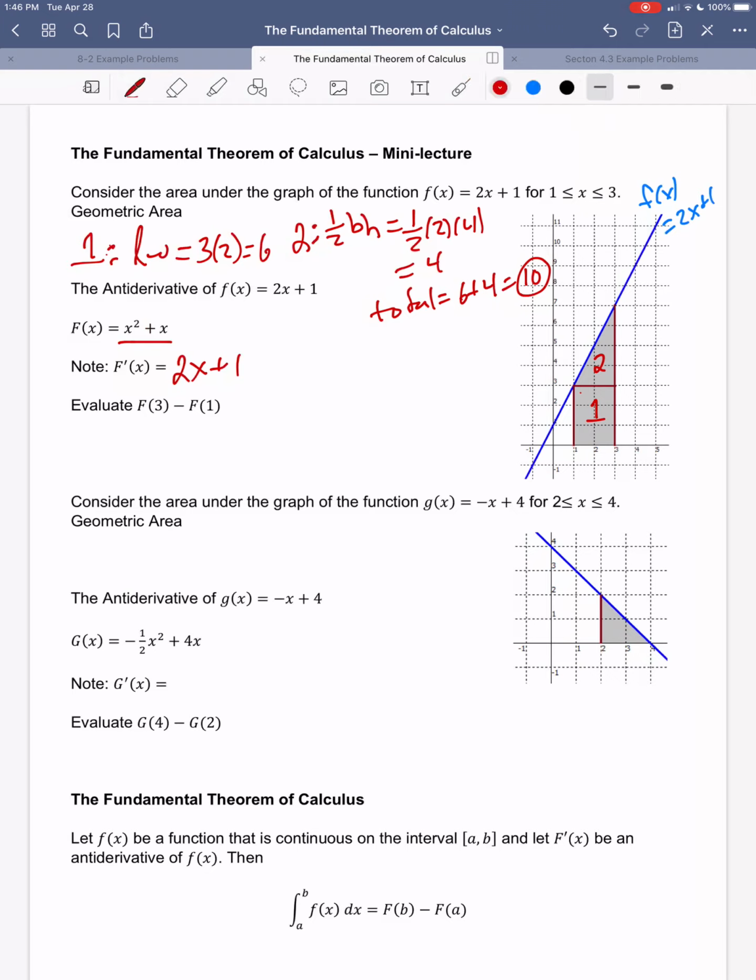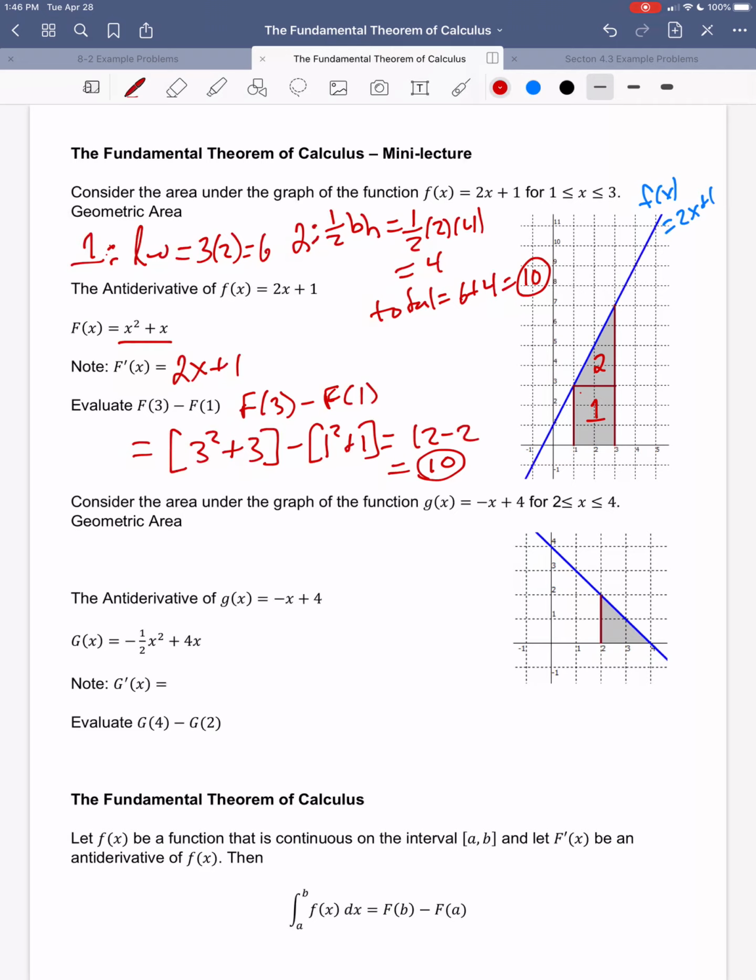And now what I want to look at, what happens if I take capital F of 3 minus capital F of 1? Well, remember, capital F is x squared plus x. So I plug in 3, I get 3 squared plus 3. And then I plug 1 in, I get 1 squared plus 1. So 3 squared, 9 plus 3 is 12. 1 plus 1 is 2. 12 minus 2 is 10. The same answer we got in part 1.